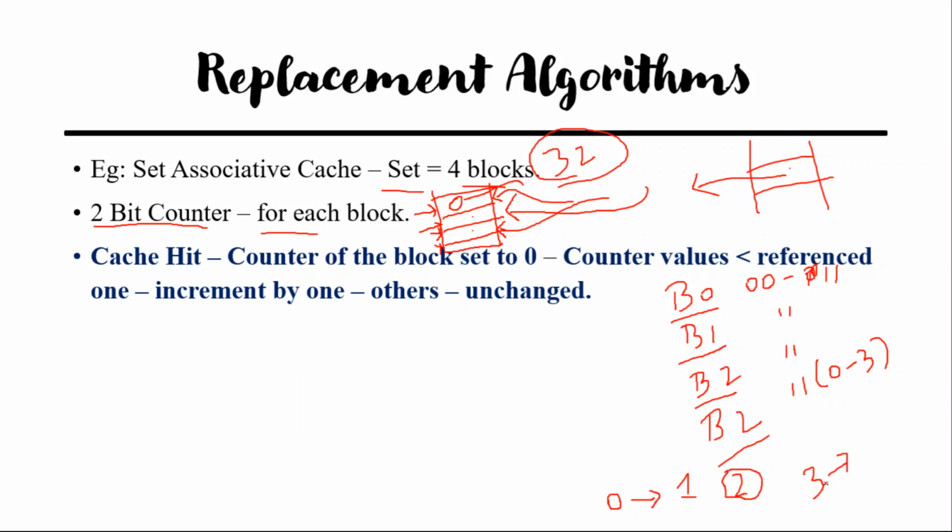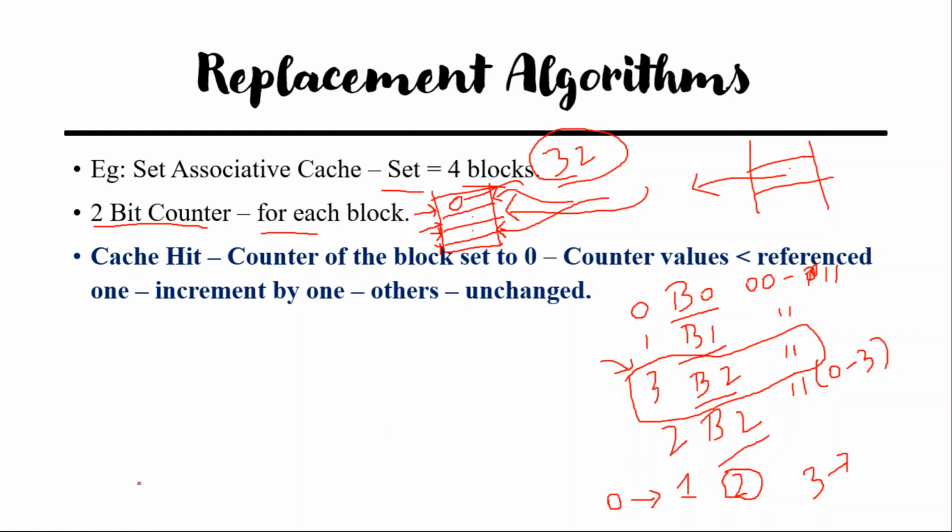Are you getting it? For example, if all blocks are full and the 2-bit counter values are 0, 1, 3 and 2, which block should be replaced? Actually this block, the one with the highest value, should be replaced, because that is the one which is not used for a long period of time. Fine. With this understanding, let us see how things work.